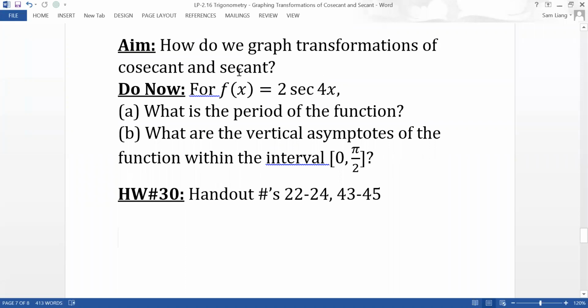Your do now is regarding f of x equals 2 secant 4x, and part A is what is the period of the function, and then part B, I want you to identify the vertical asymptotes of this function.